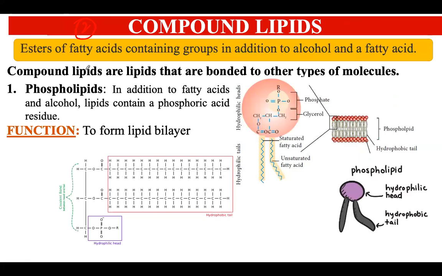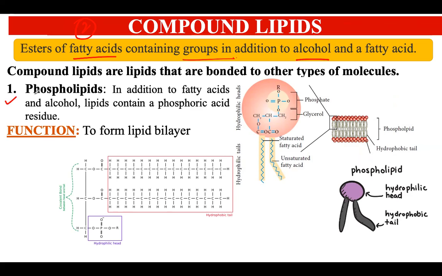The next category is the compound lipids. Now, what are compound lipids? Compound lipids are the lipids in which, other than the fatty acids and the alcohol, there are additional groups present. And the important examples include number one, phospholipids.